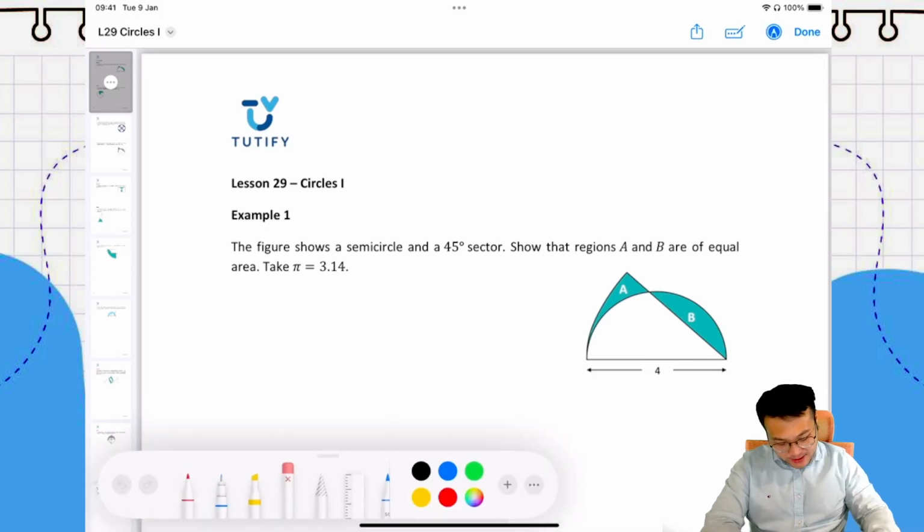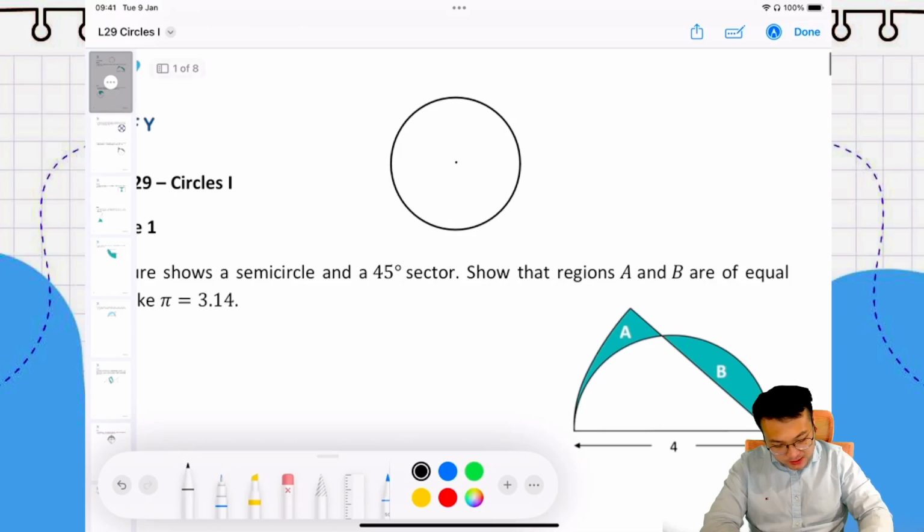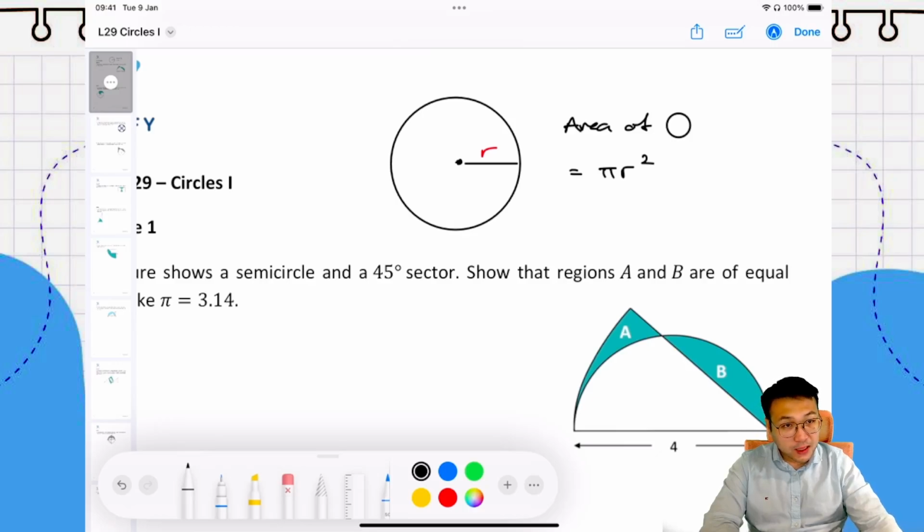Now, before we start, let's talk about a circle. So this is a circle, and this is the center of the circle. If we draw a line from the center of the circle to the circumference of the circle, we call this the radius, R. Okay, radius. Now, how do you find the area of a circle? If you want to find the area of a circle, we use the formula pi r squared.